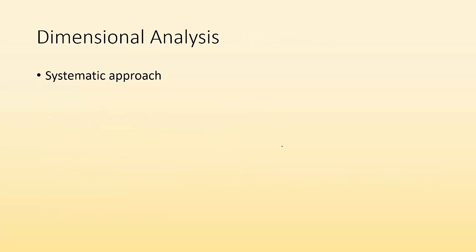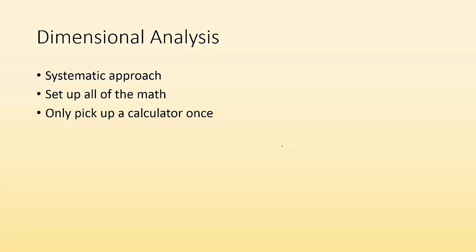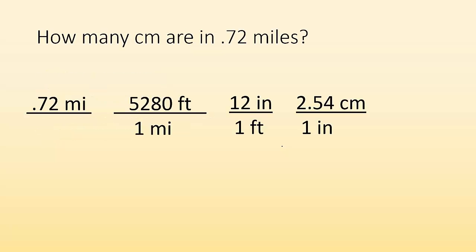Dimensional analysis. Basically, we're going to take a systematic approach, and we're going to set up all the math, and then we're only going to pick up the calculator once. That's our goal: to only have to pick up the calculator once, and then we get our answer. We're going to save all our rounding for the very end. So how many centimeters in 0.72 miles? Well, dimensional analysis would look like this.